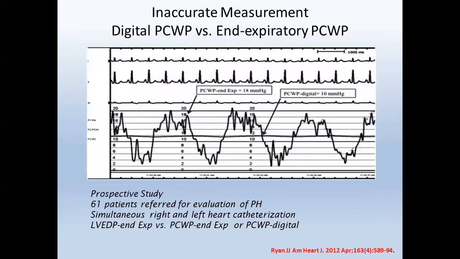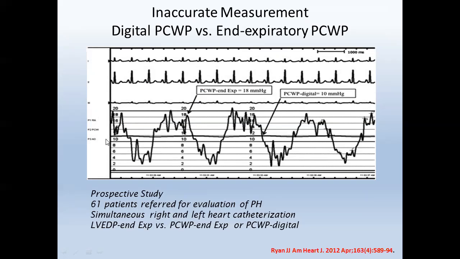So the third common pitfall is making measurements at different parts of the respiratory cycle. You want to know the best, or more accurate, way to measure. So here is your wedge tracing. You have inspiration, expiration, inspiration, expiration.